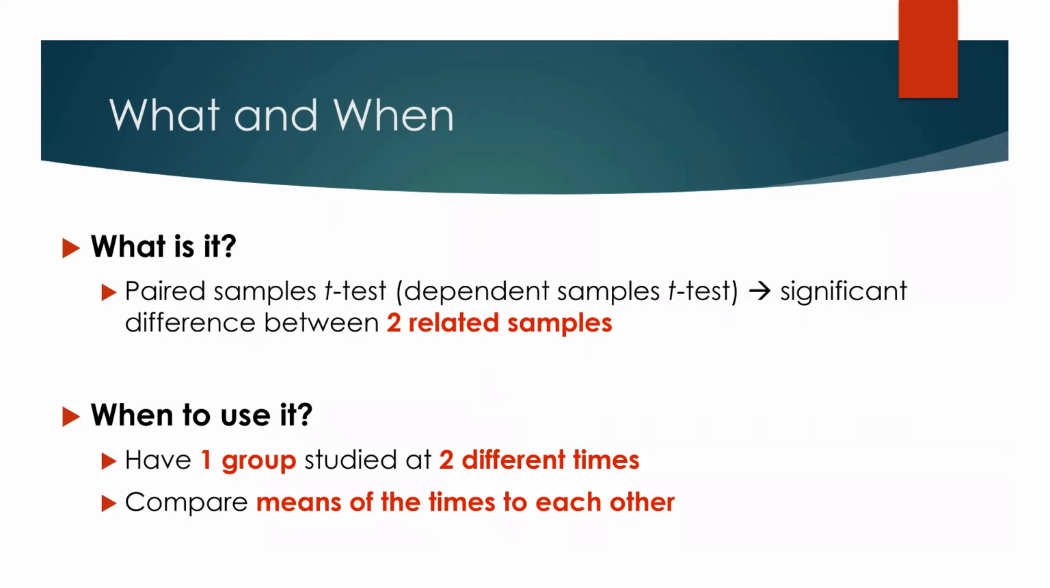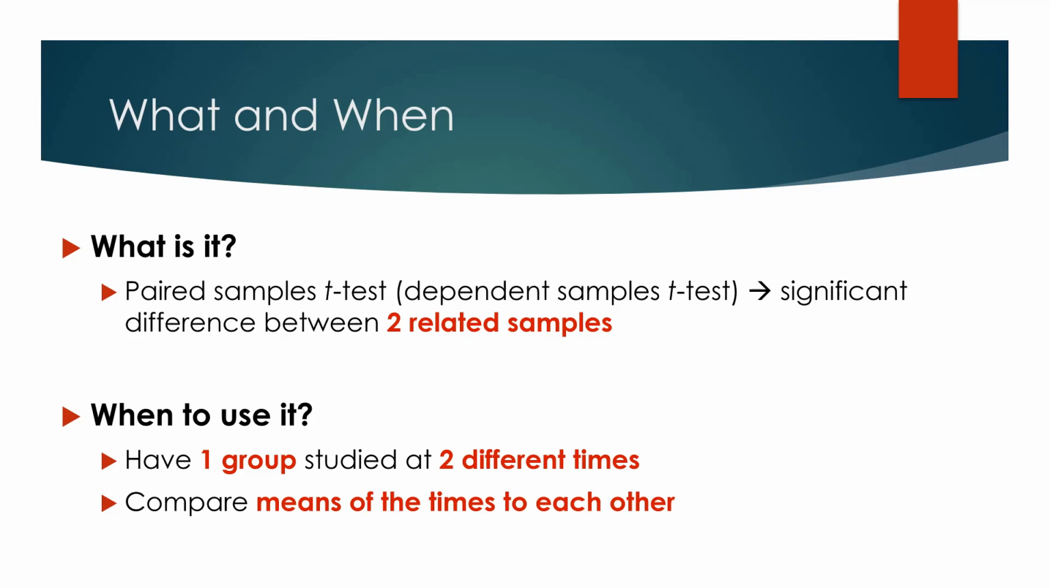So let's get into the paired samples t-test by talking about the what and the when. The paired samples t-test, also called the dependent samples t-test, is similar to the independent samples t-test. You're looking for a difference between two related samples, okay? The independent samples t-test, you have two groups, but they're unrelated. With the paired samples t-test, you have two groups, but they are related. So think of paired as indicating related, right? They are paired together.